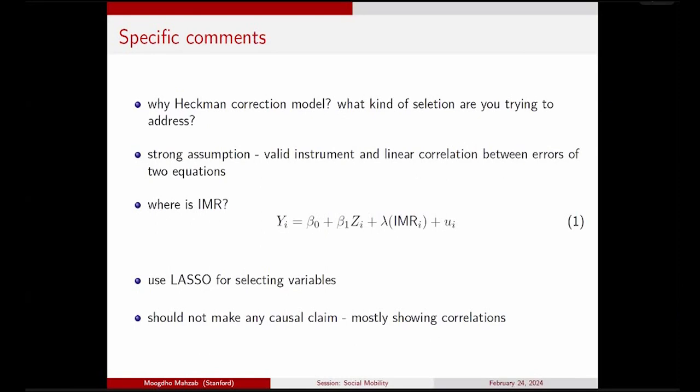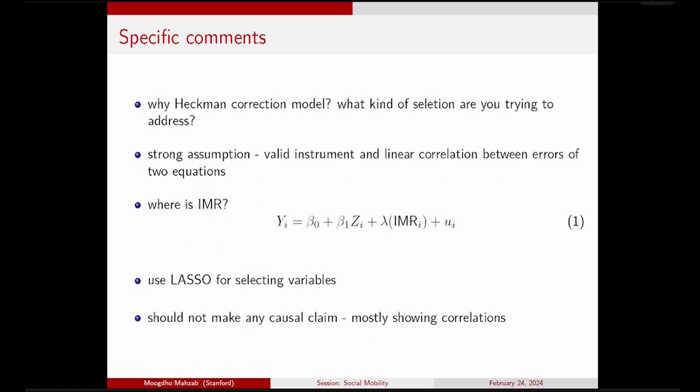Then there is another strong assumption for the Heckman correction model, which has two stages. We have two-stage regressions where we have to assume that the correlation between the errors of these two equations is linear. So we are letting go of all possibility of nonlinear relationships among variables in such models. That's a big assumption that we have to make, so we have to be clear, or at least come up with some stories that say these assumptions are valid in this particular setting.